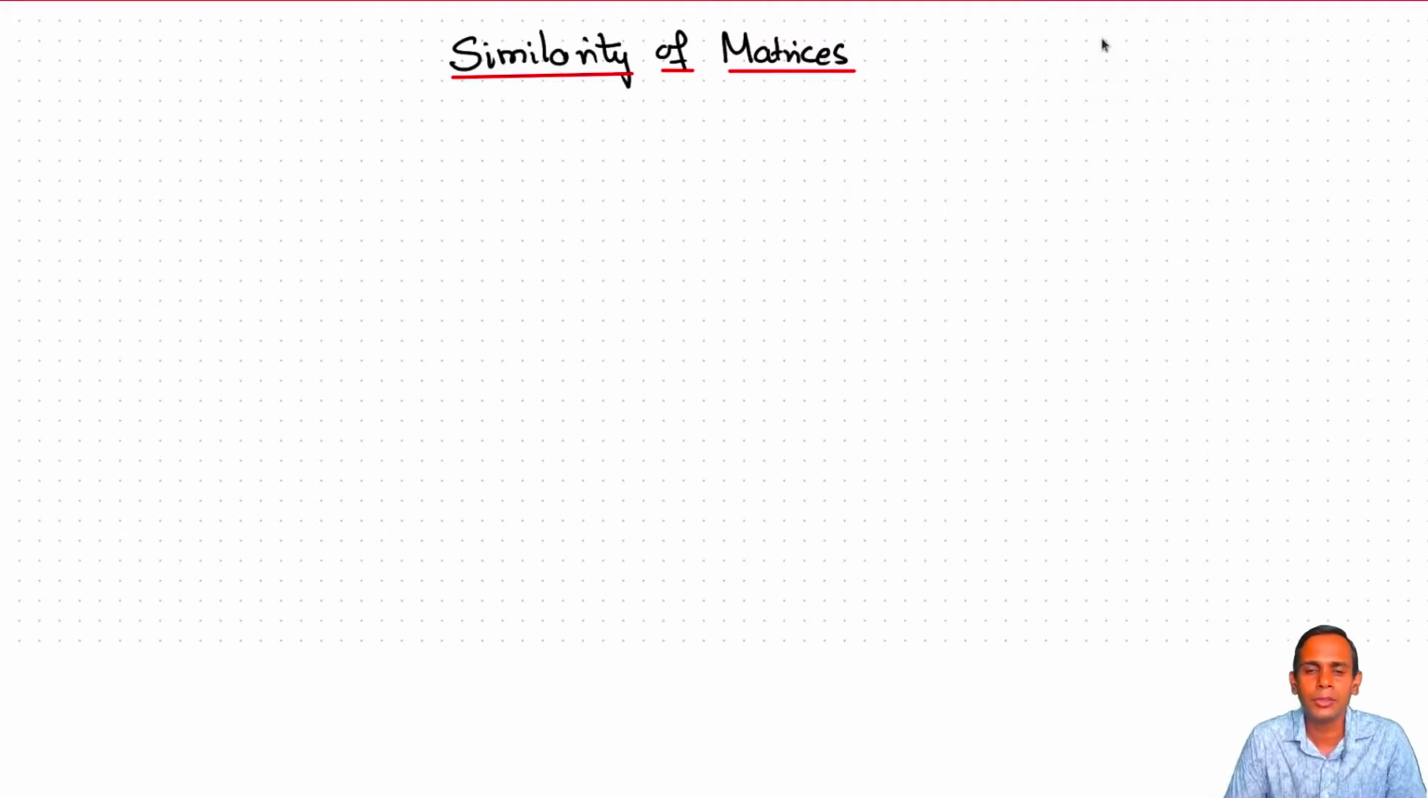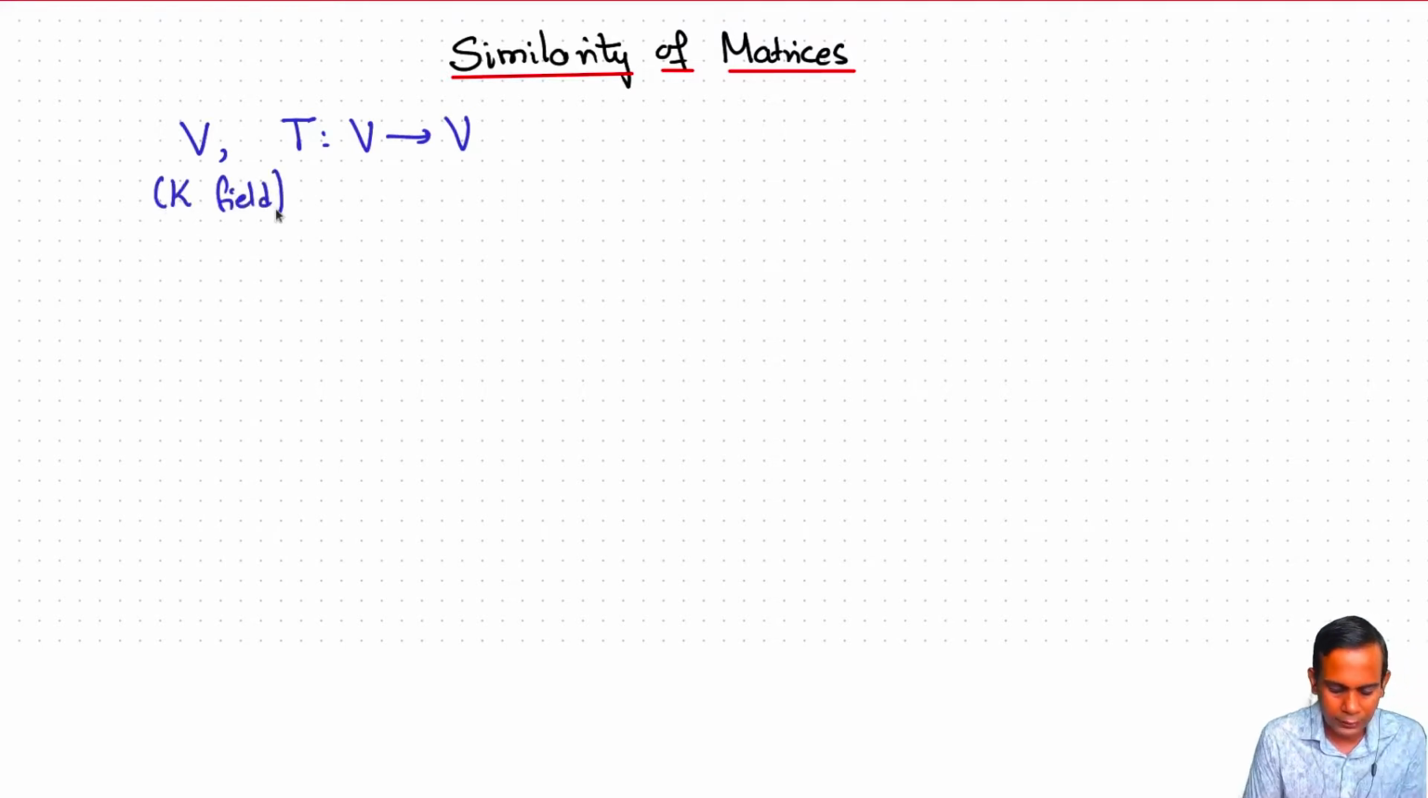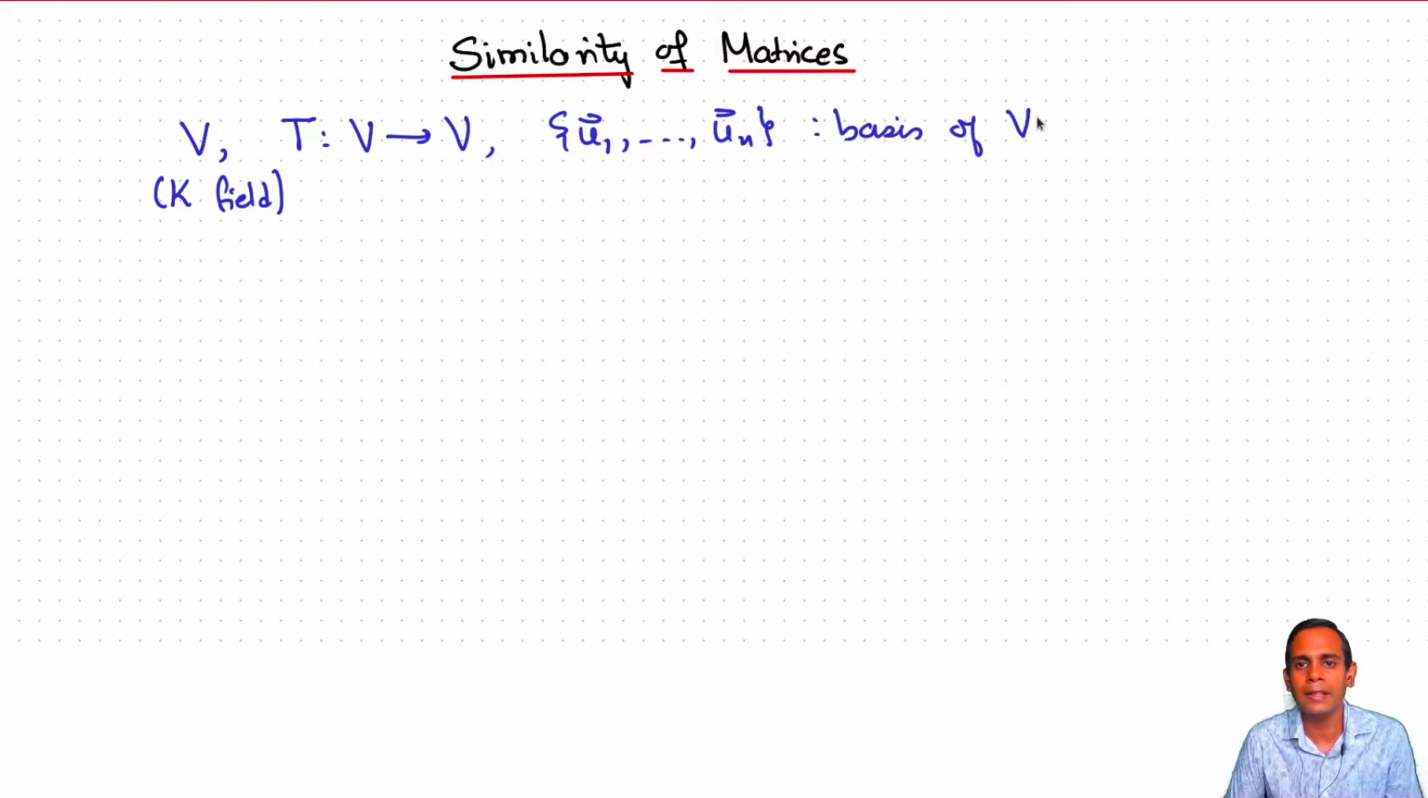In this lecture, I'm going to tell you about similarity of matrices. To understand this, let's start with a vector space V and T a linear map from V to V. We'll assume that V is a vector space over the field K. That's the underlying field. And let's also have a basis u1, u2, un of V. So this V is an n-dimensional vector space over K.